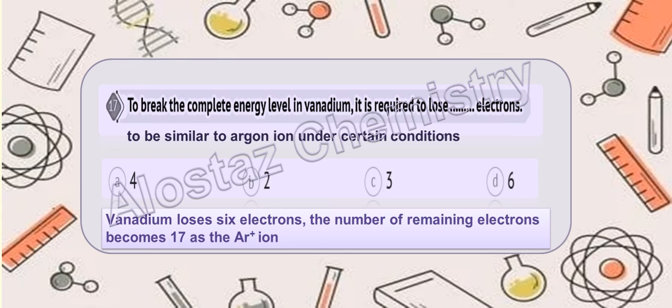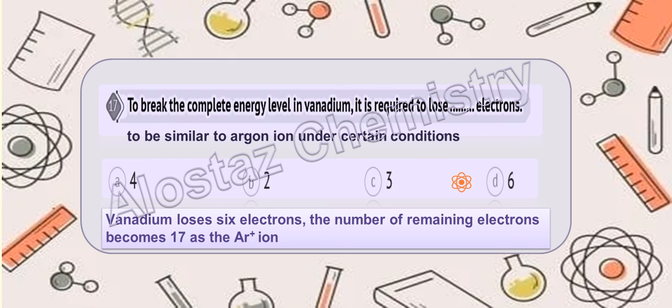Here, under certain conditions, we convert argon, an inert gas, to what? To argon ion, Ar plus 1. Okay, so it will lose 6 electrons, so the right answer will be letter D. Please try to read the sentence slowly, that we have argon ion, not argon gas.